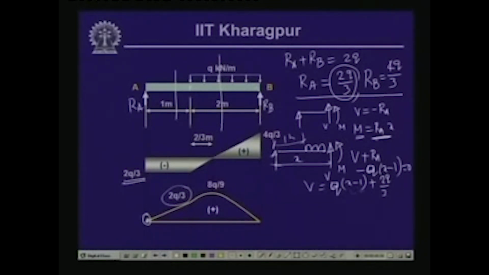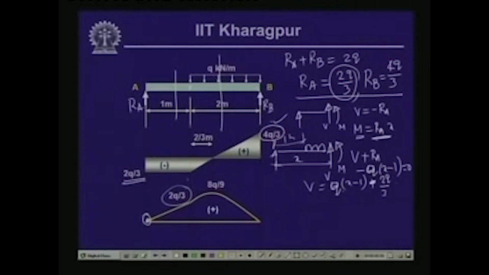Now, when X is equal to 1, V is equal to minus 2Q by 3, as we have seen. Now, when X is equal to 3, then it is twice Q, and this is also twice Q by 3. So, this gives you twice Q minus twice Q by 3, which is equal to 4Q by 3. So, here at this end it is equal to positive 4Q by 3.